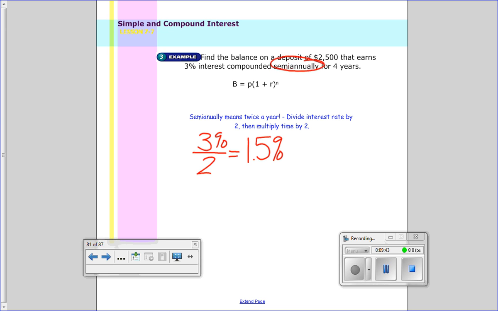And then I do this semi-annually for 4 years, meaning if I do it 2 times a year for 4 years, that's going to be 8 times. They do this 8 times in those 4 years. So now I have this information and I can solve it.